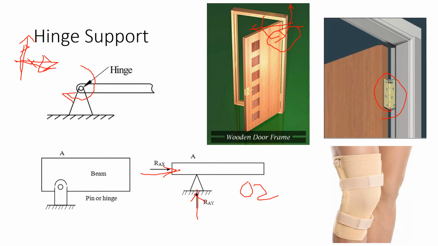Hinge support is also denoted as a pin support. You can take the practical example of hinge support, also our knee joint. So our knee can rotate, but it cannot move in X and Y direction.